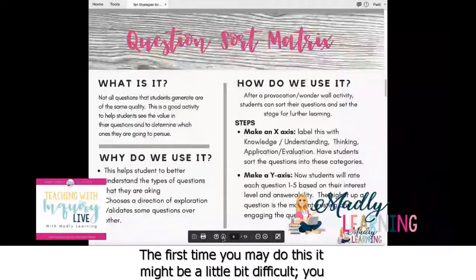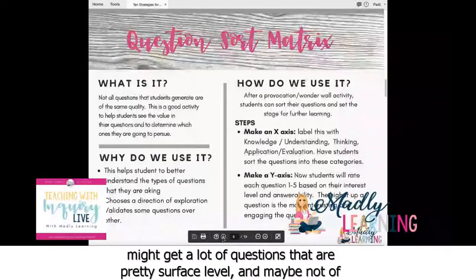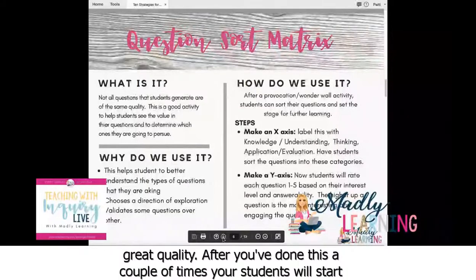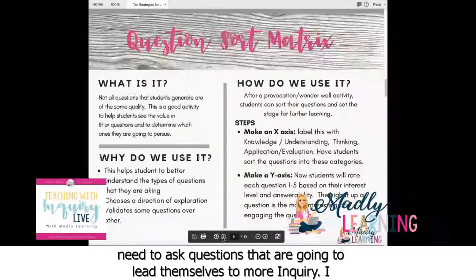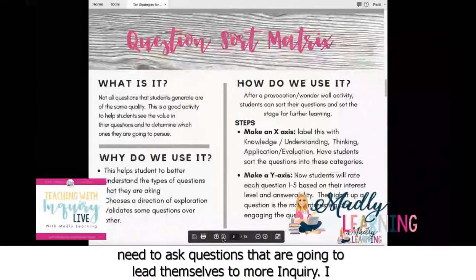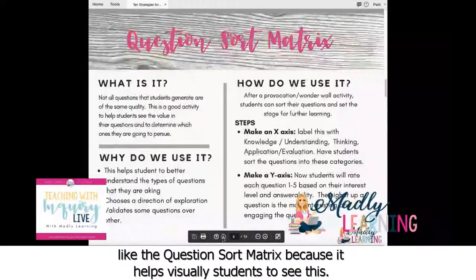And the first time you may do this, it might be a little bit difficult, and you might get a lot of questions that are pretty surface level and maybe not of great quality. After you've done this a couple of times, your students will start to see that they need to ask higher order thinking questions. They need to ask questions that are going to lead themselves to more inquiry. And I like the question sort matrix because it helps students to see this visually.